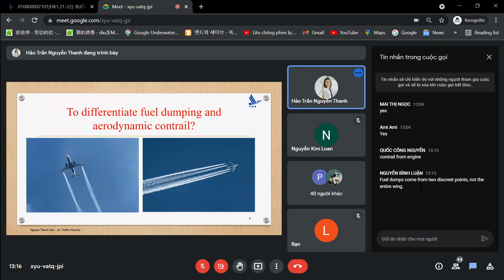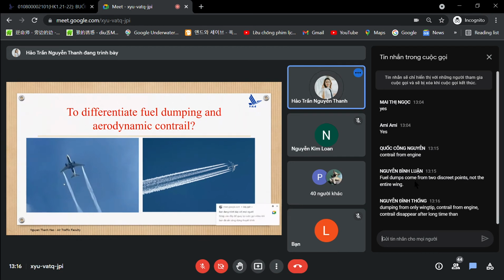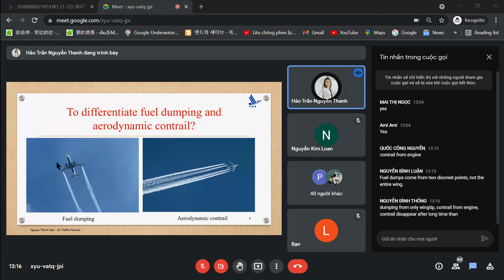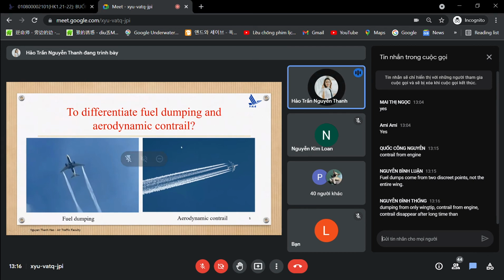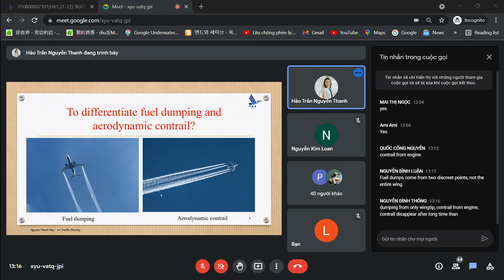Okay, you can see the two pictures. The picture with two flows is fuel dumping. The picture on the left is fuel dumping, and the one on the right is aerodynamic control. I want to explain a little bit about the two situations.